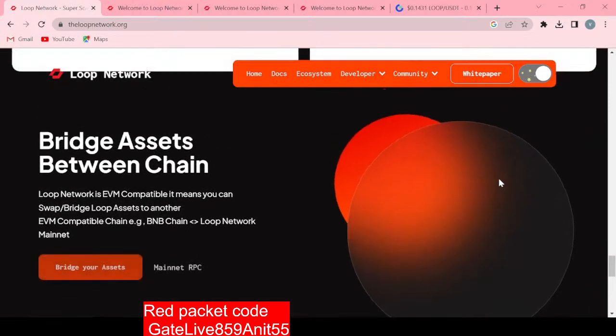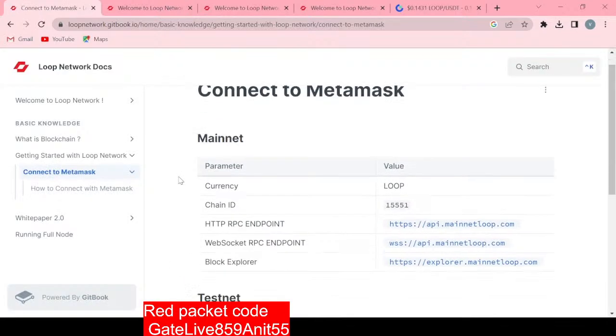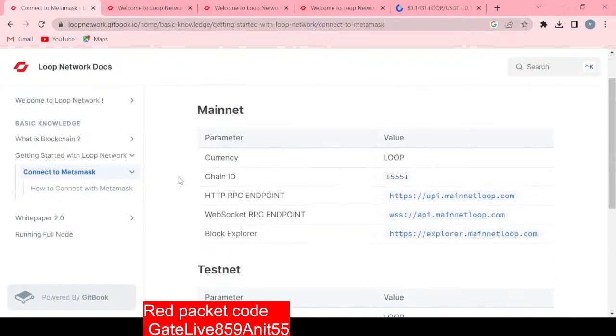So here you can have a mainnet RPC. Let's see what is inside this mainnet RPC. Here it has a testnet. The currency is loop, and the chain ID is also given. You can add it into MetaMask. When we open MetaMask to add the mainnet network, you can use these links to create this wallet in your MetaMask. It is very simple.